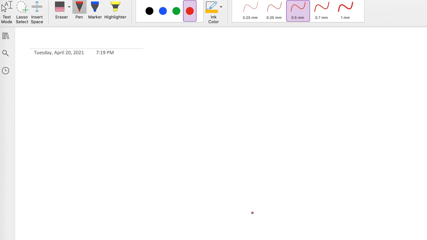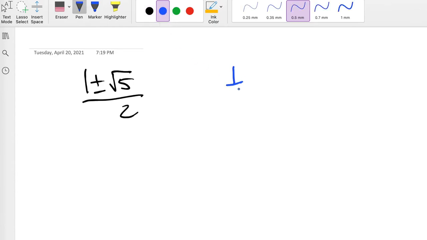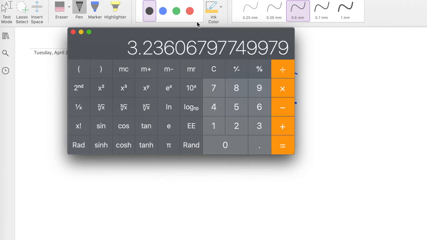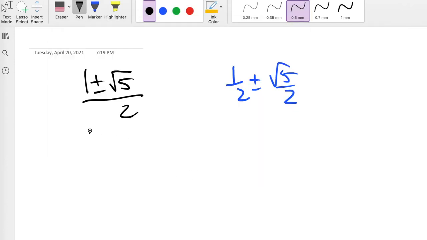So let's take a look at that number. 1 plus or minus radical 5, all of it over 2, can be written in another way, right? We can separate them: 1/2 plus or minus radical 5 over 2. And when we plug that into the calculator, let's see what we get. 1 plus radical 5 equals, this divided by 2. We get 1.61803.